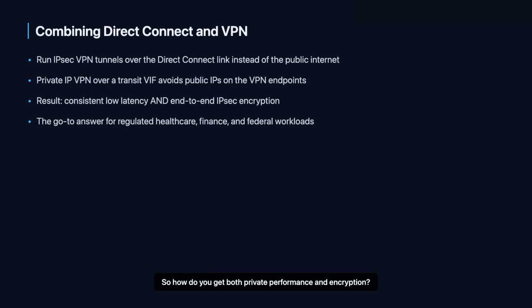So, how do you get both private performance and encryption? You combine them. You run the IPsec VPN tunnels over the Direct Connect link instead of over the public internet. If Direct Connect is the private rail line, this is putting a sealed armored container onto that private train. You get the speed and exclusivity of the dedicated track, plus the tamper-evident lock of encryption. Using a private IP VPN over a transit virtual interface even avoids exposing public IPs on the VPN endpoints. That combination is the go-to answer for regulated healthcare, financial services, and federal workloads.